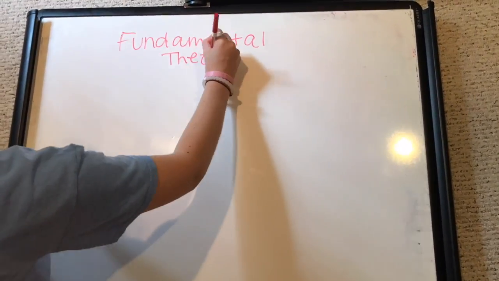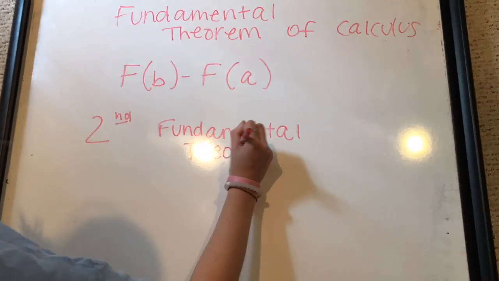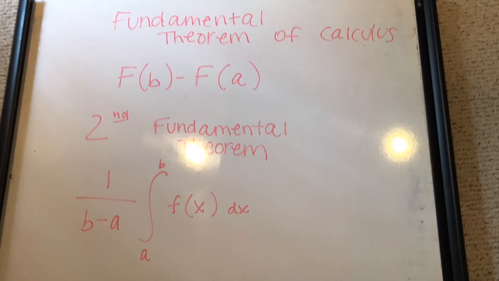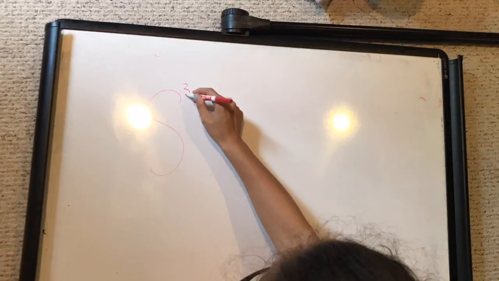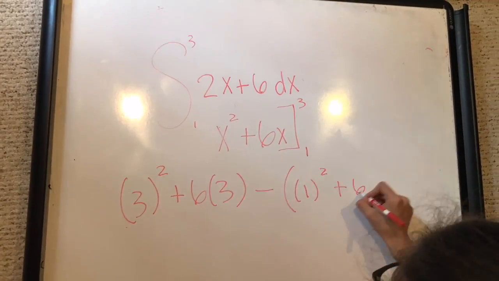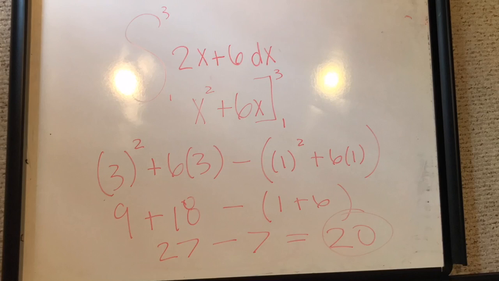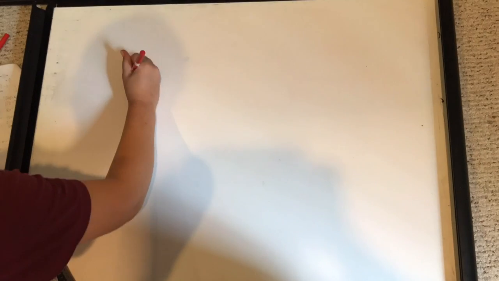The fundamental theorem of calculus is f of b minus f of a. The second fundamental theorem is 1 over b minus a times the integral of a to b of f of x dx. Here is an example of the first fundamental theorem. First, integrate the function, then plug in 3 and 1 into the integrated function, then subtract what you got from plugging in 1 from what you got from plugging in 3 to get your final answer.